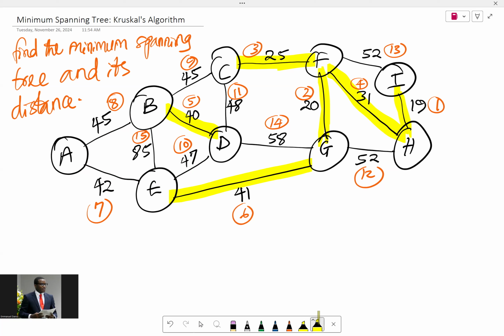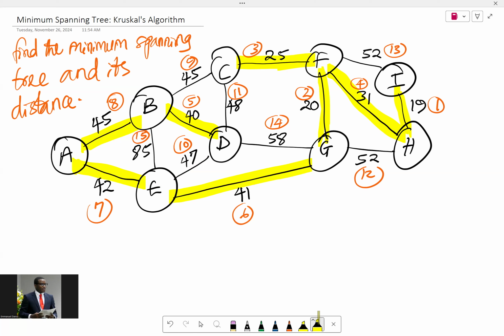We're still good. Then after the sixth edge, we have the seventh edge, which is 42. We're still good. We can still do that. Then after that, we have the eighth edge, which is 45. Yeah, we can still join this eighth edge. Now, after the eighth edge, we have the ninth edge.